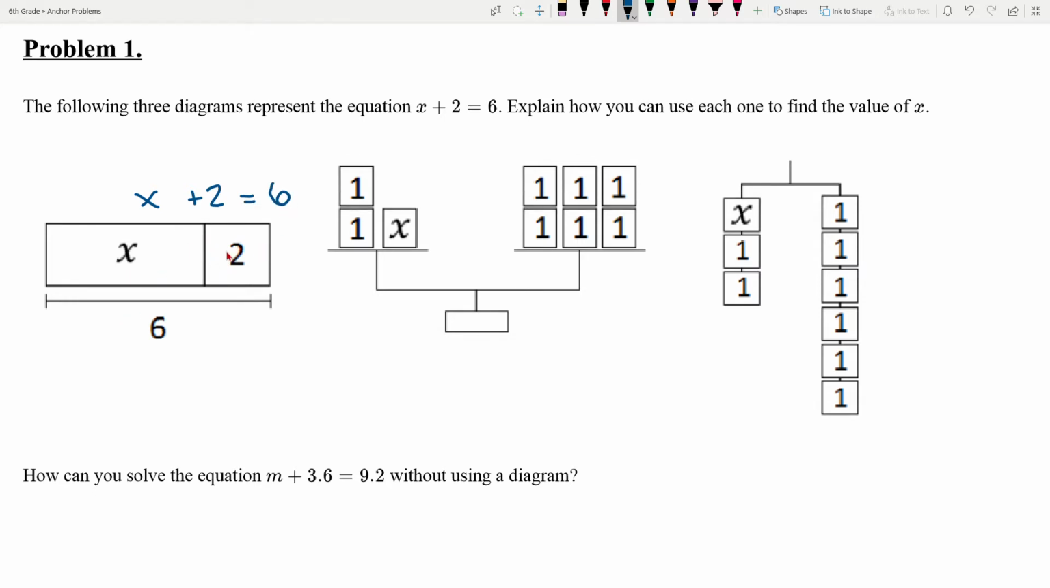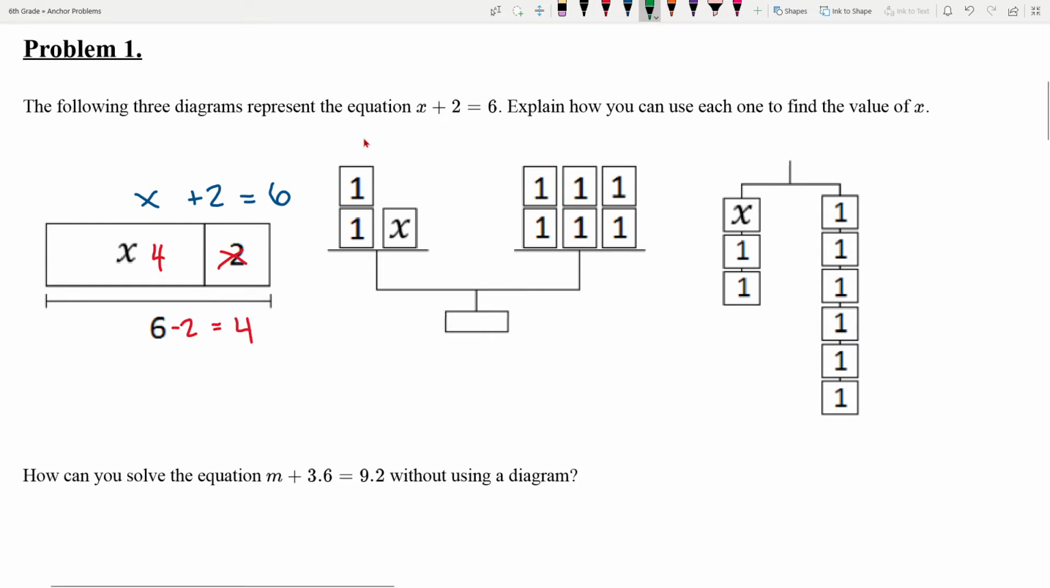How can I find out the value of x? Well, if I were to remove this 2 from the situation and subtract the 2 from 6, that would get me a result of 4. And so x must equal 4. And sure enough, if I had 4 plus 2, that does equal 6. What about in the next diagram?